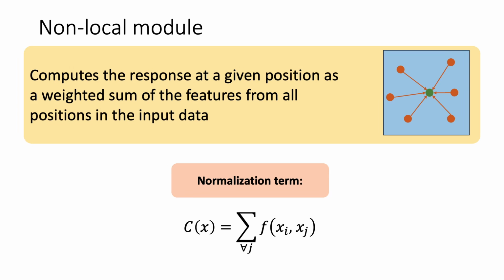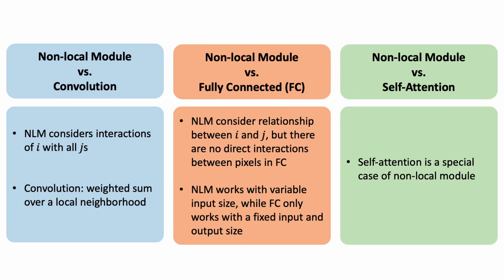Now let's see how this non-local module is different from convolution, fully connected layer, and even self-attention. First, comparing the non-local module with convolution. The most obvious difference is that convolution has local connectivity, like in a local neighborhood of size W, whereas NLM considers interactions between i and all the j's.